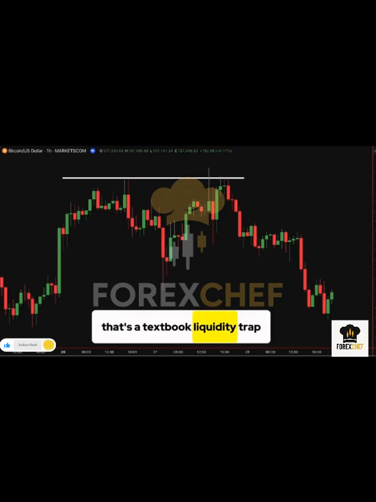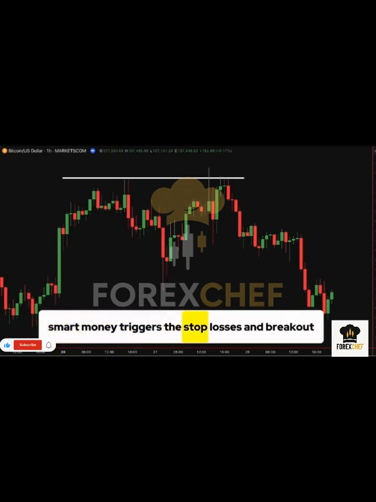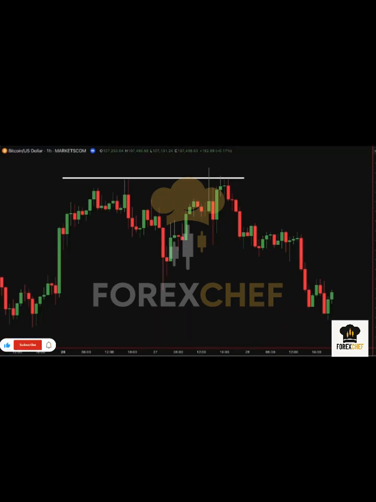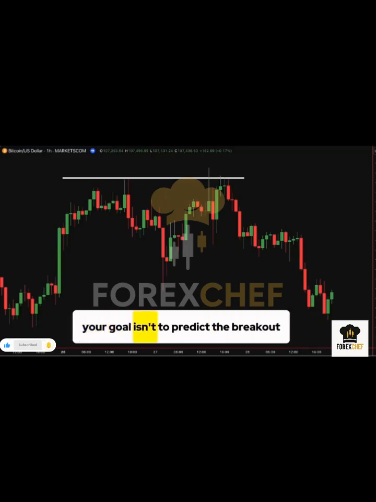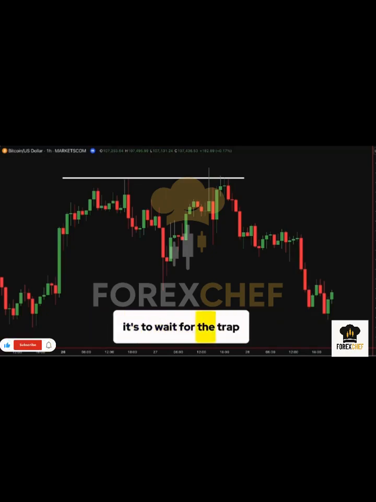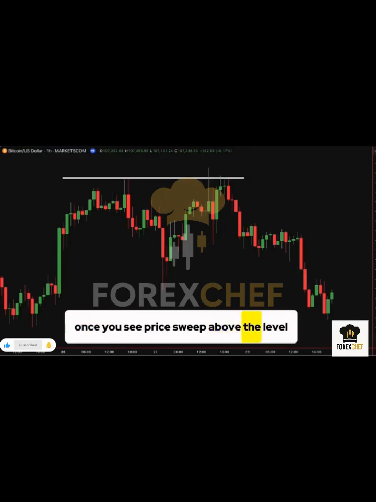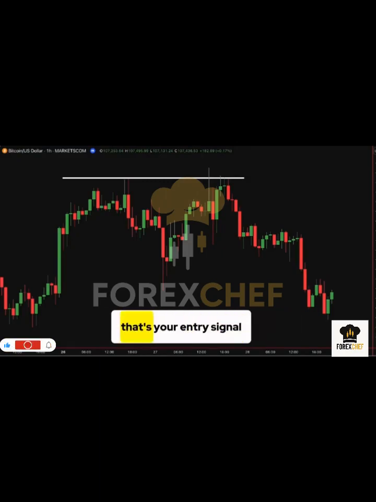That's a textbook liquidity trap. Smart money triggers the stop losses and breakout buys, fills their sell orders, and reverses the market. As a smart money trader, your goal isn't to predict the breakout, it's to wait for the trap. Once you see price sweep above the level and then close back below it, that's your entry signal.